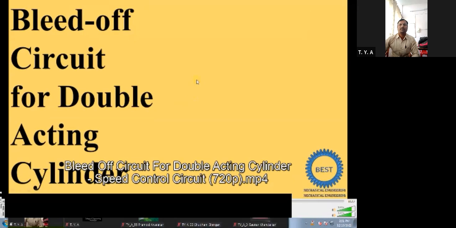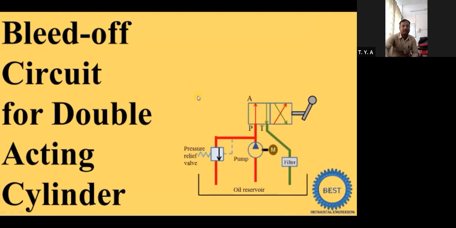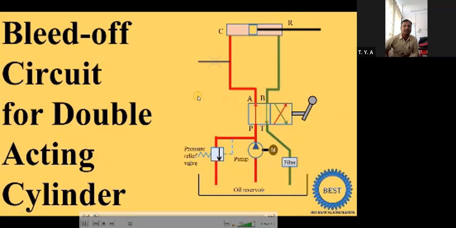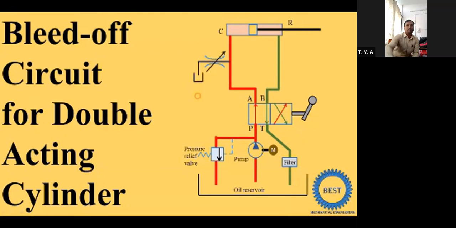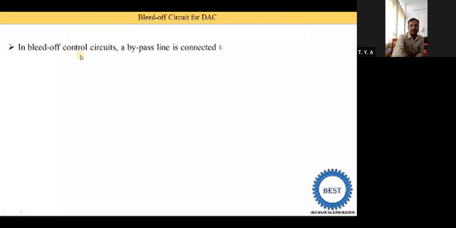In this video, I explain the bleed off circuit for double acting cylinders. So first we understand what is the meaning of the bleed off circuit. Then after we understand the bleed off circuit for extensions and the bleed off circuit for the retraction. So here you see this diagram for the bleed off circuit for extensions. In a bleed off control circuit, a bypass line is connected to the inlet of the cylinder.